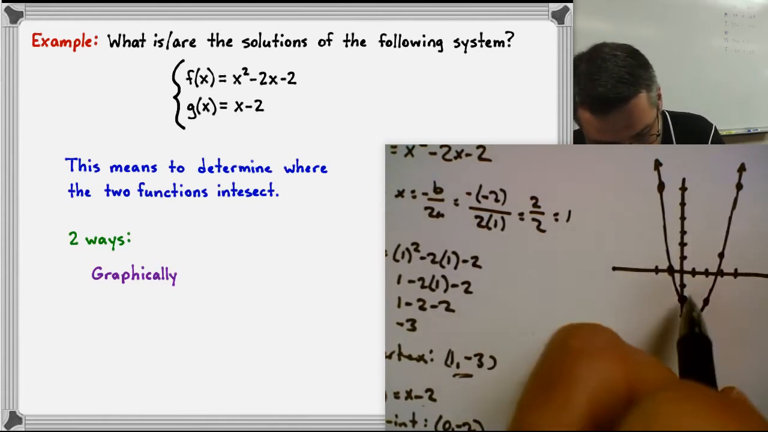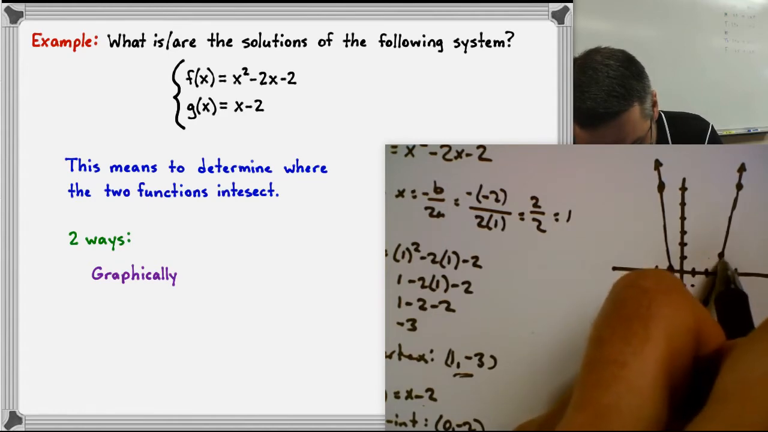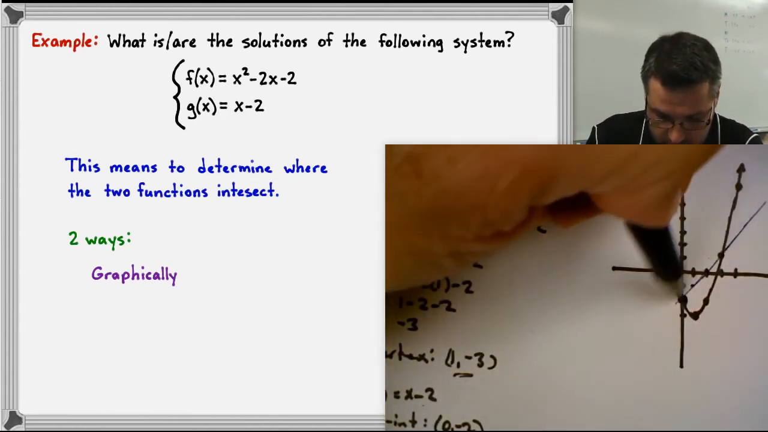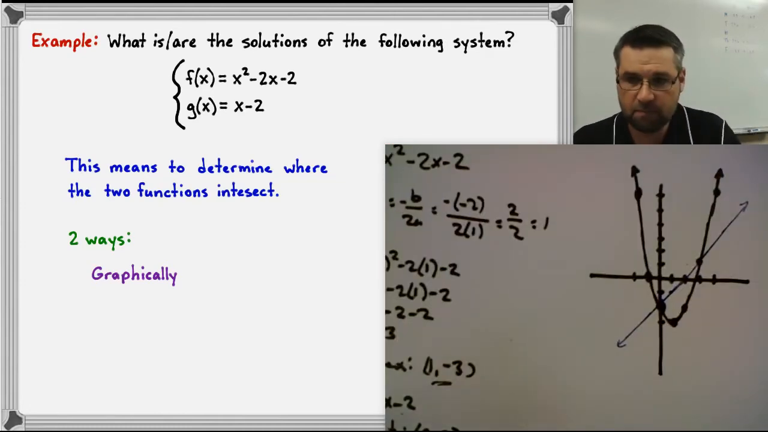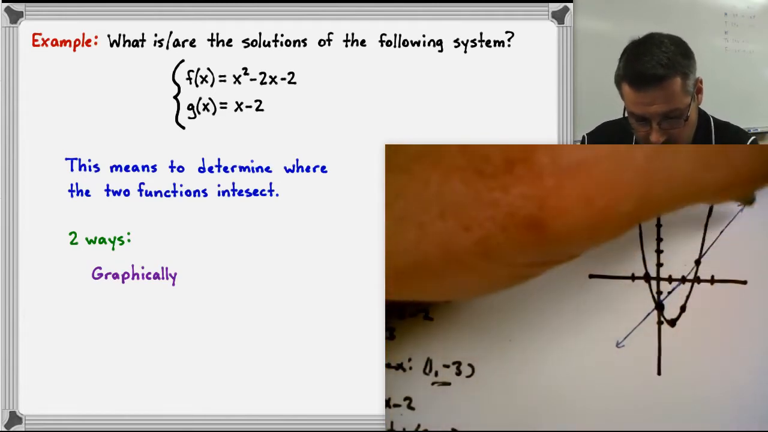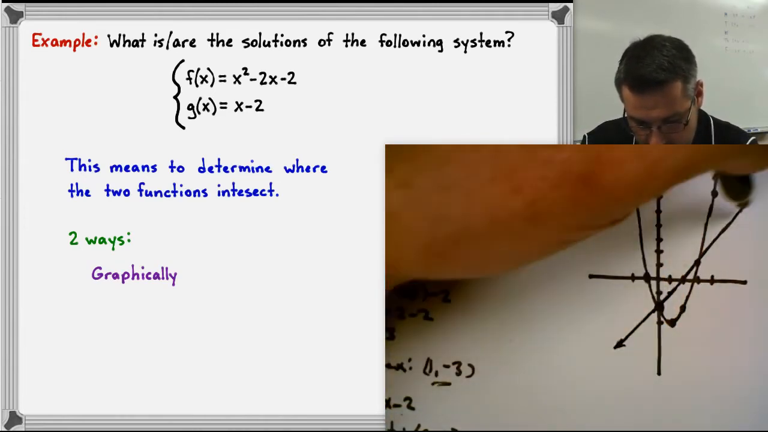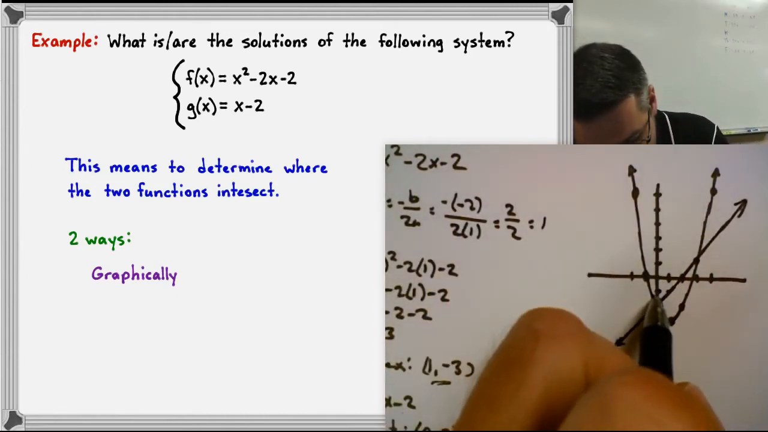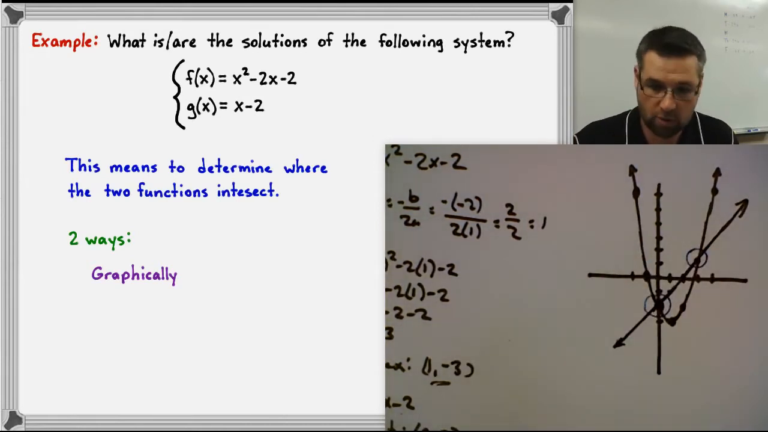And then we're going to follow the slope of up 1 over 1, up 1 over 1, up 1 over 1. And we can graph that line. So we have this line here. Okay. So we have this parabola and this line. And the question is, where do those two things intersect? Now we can see there's two places. They intersect here and they intersect here. What are those two coordinates?